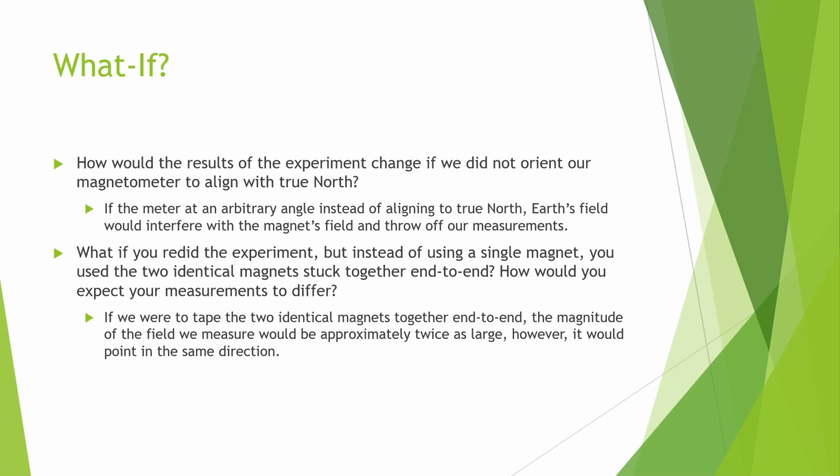The next question being, what if you redid the experiment, but instead of using a single magnet, you used two identical magnets stuck together end to end? How would you expect your measurements to differ? And I said if we were to tape the two identical magnets together end to end, the magnitude of the field we measure would be approximately twice as large. However, it would still point in the same direction.